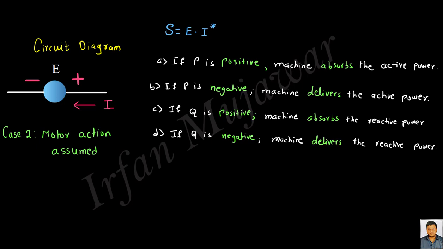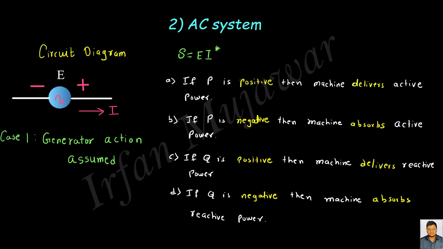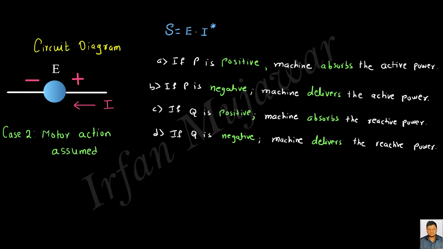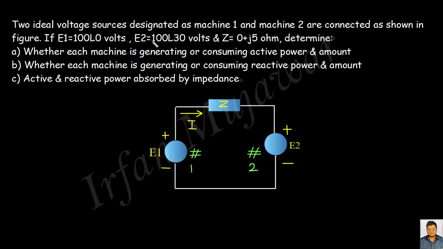Okay, so we have considered 2 cases. First, if you assume the generator action, and second, if you assume the motor action. So if generator action is there, as we can see in this particular case, then these are the conventions, and if motor action is there, then these are the conventions. So let us solve one numerical to understand all this. This is a numerical we will solve.